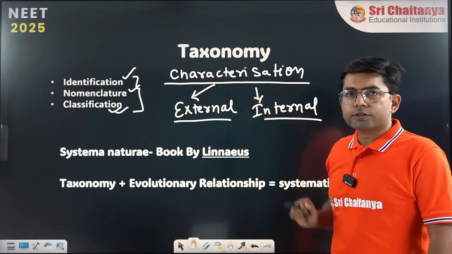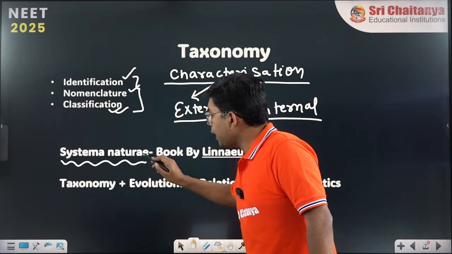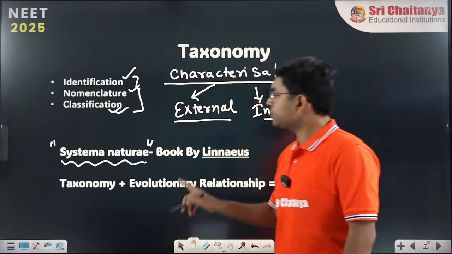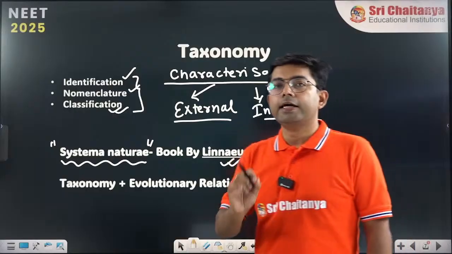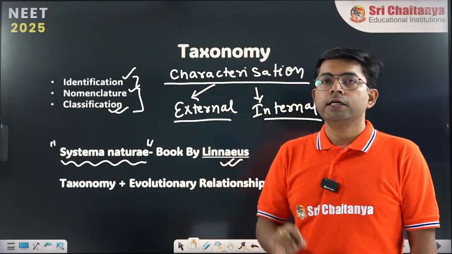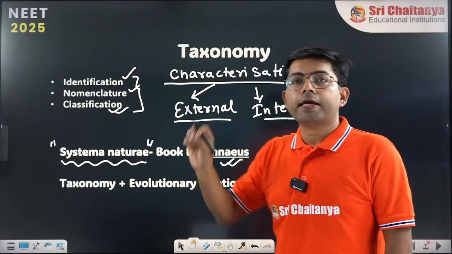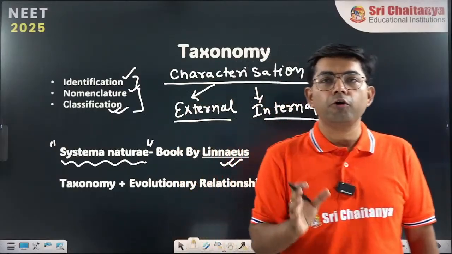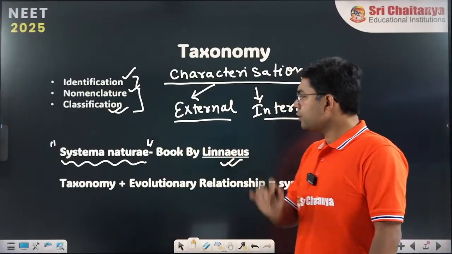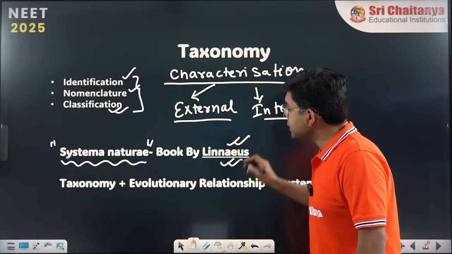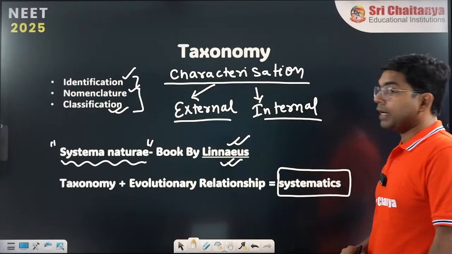So this is taxonomy. Further, we have seen that Systema Naturae is a book written by Carolus Linnaeus, given in NCERT. A question is frequently asked: the book Systema Naturae was given by Carolus Linnaeus, or Carolus Linnaeus has written which of the following books? It is Systema Naturae. Further, in this book, Carolus Linnaeus talked about a very important term called systematics.